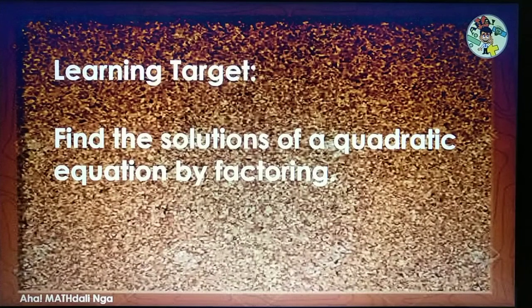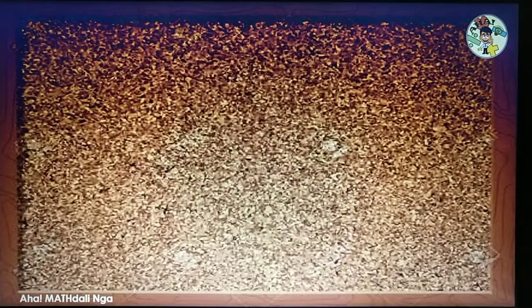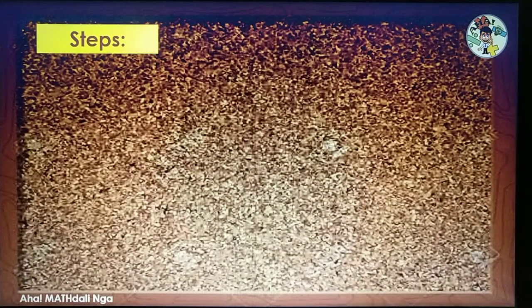In this lesson, we will find the solutions of a quadratic equation by factoring. When we say solutions, these are values of the variable that satisfy the given equation. Here are the steps in finding the solutions of a quadratic equation by factoring.